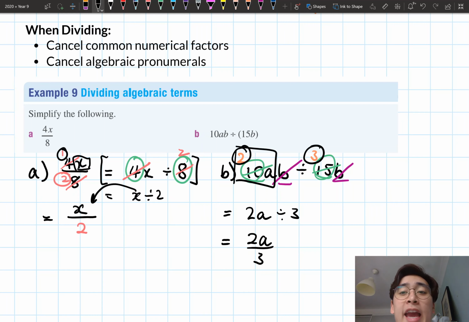So when we're dividing algebraic terms, the step is a little bit different. Instead of writing them together and multiplying my terms together, I want to divide them. I want to cancel out, firstly, my numerical factors. So I will look at the coefficients before my letters. And then secondly, I want to look at cancelling my algebraic pronumerals. So I want to look at cancelling my letters. I look at which letters I have in common in both of my algebraic terms, and I cancel them out.